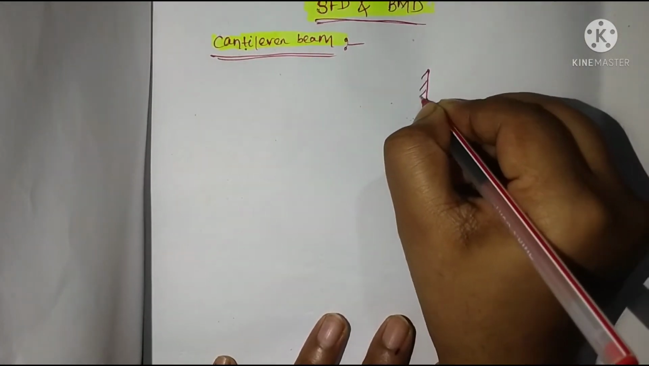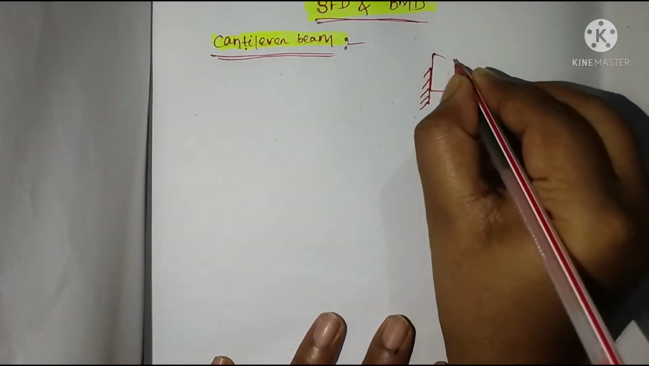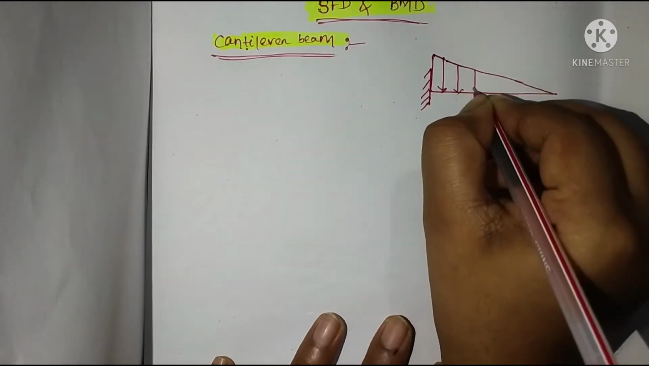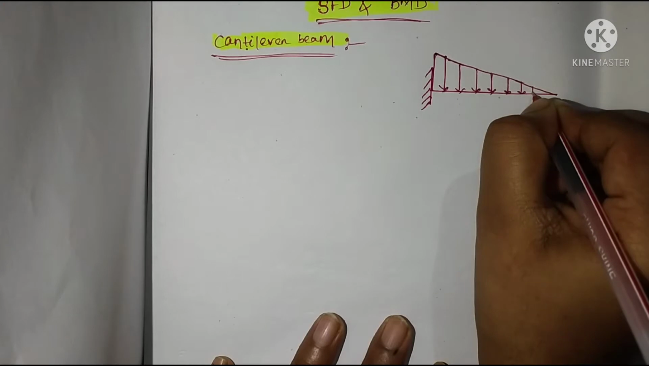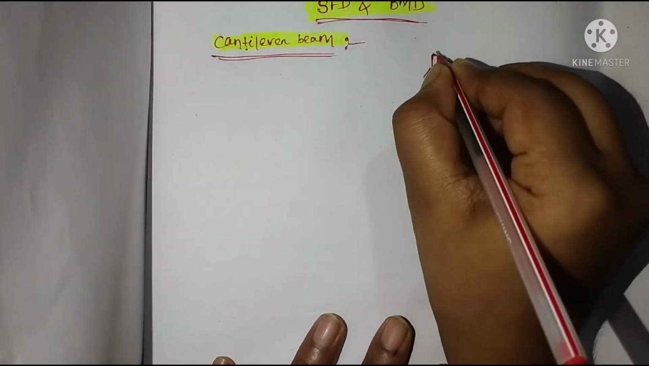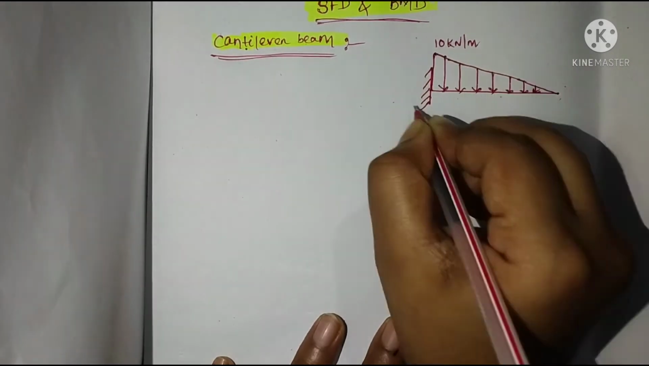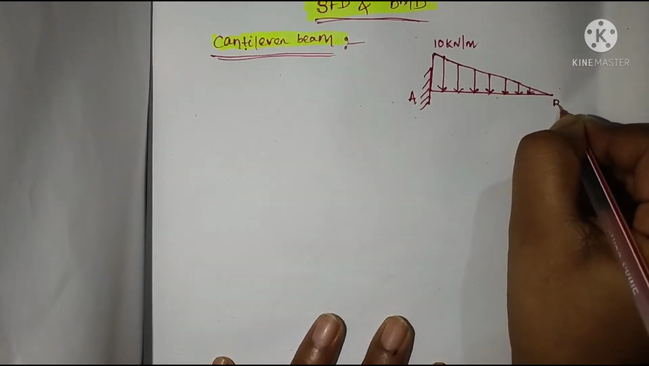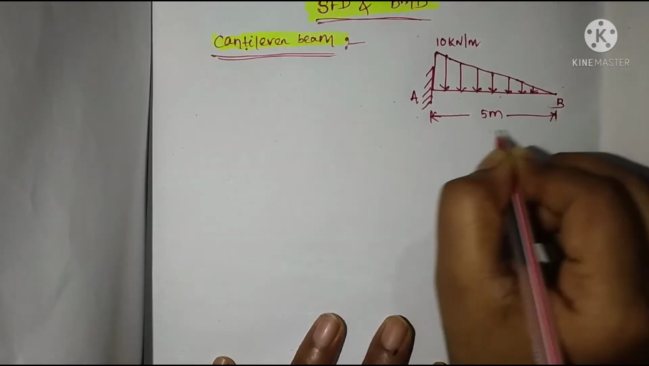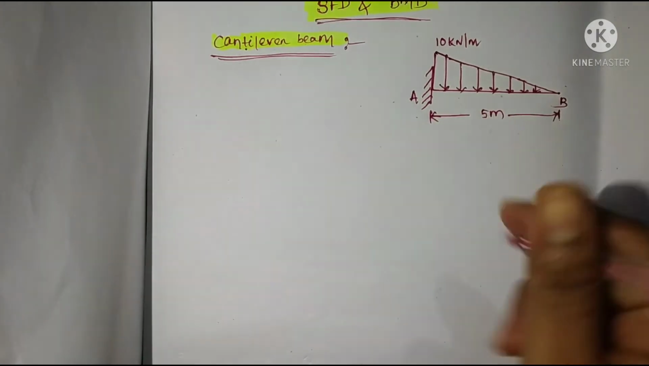Let's take a cantilever beam having UVL, that is, uniformly varying load throughout its section. Let the intensity of loading at the free end be 0, and at the fixed end be 10 kilonewton per meter. Let this end be A and this end be B, and we take the entire span as 5 meters. Now calculate the shear force and bending moment diagram of this beam.